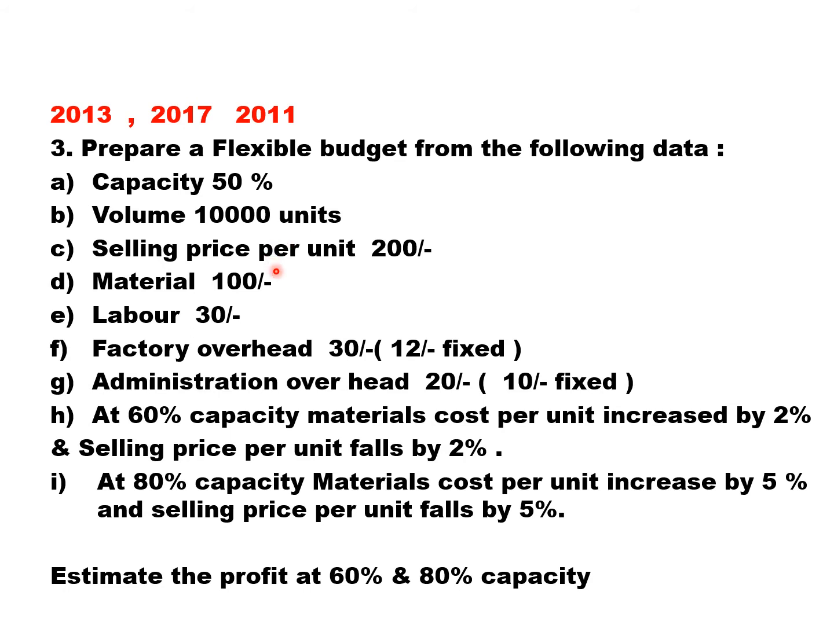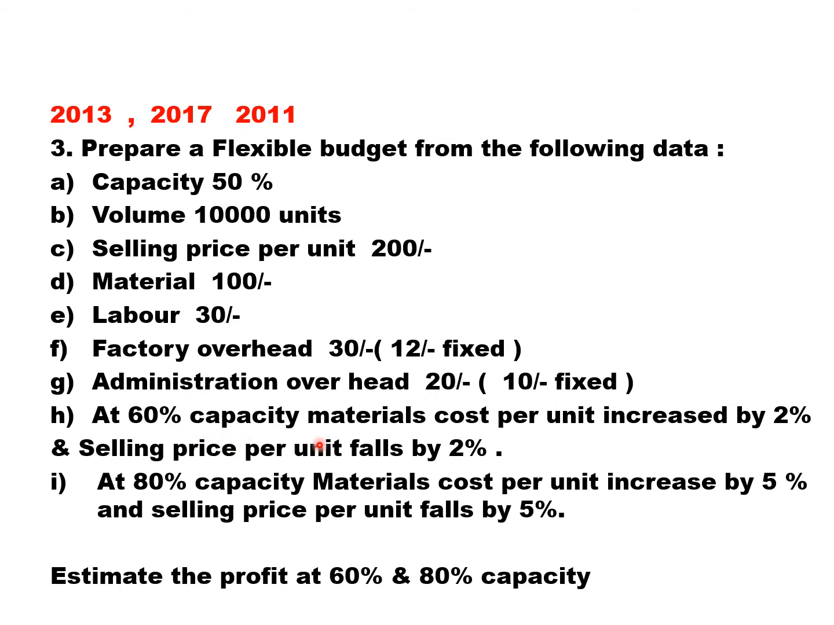Selling price per unit currently is 200. Material is 100, labor is 30. Factory overhead is 30 rupees, everything per unit. Out of 30 rupees, 12 rupees is fixed, so the remaining 18 rupees is variable. Administration overhead is 20 rupees. Out of 20 rupees, 10 rupees is fixed, so the remaining 10 rupees is variable.